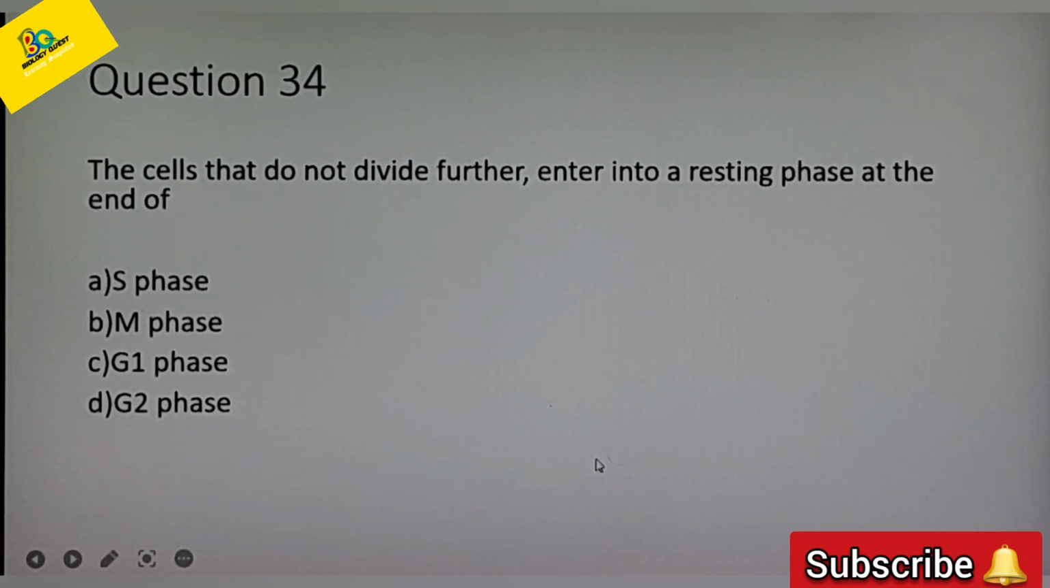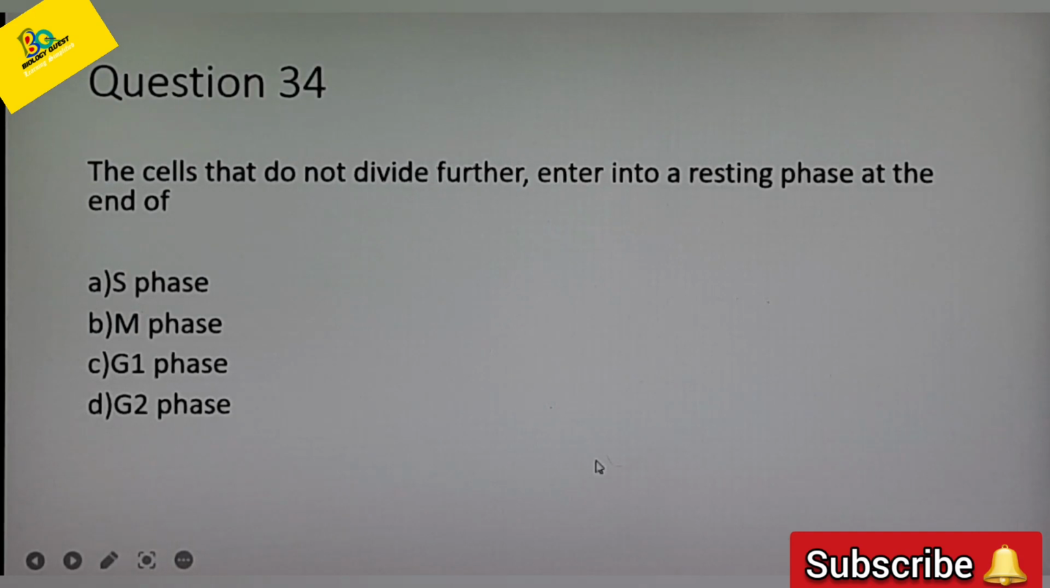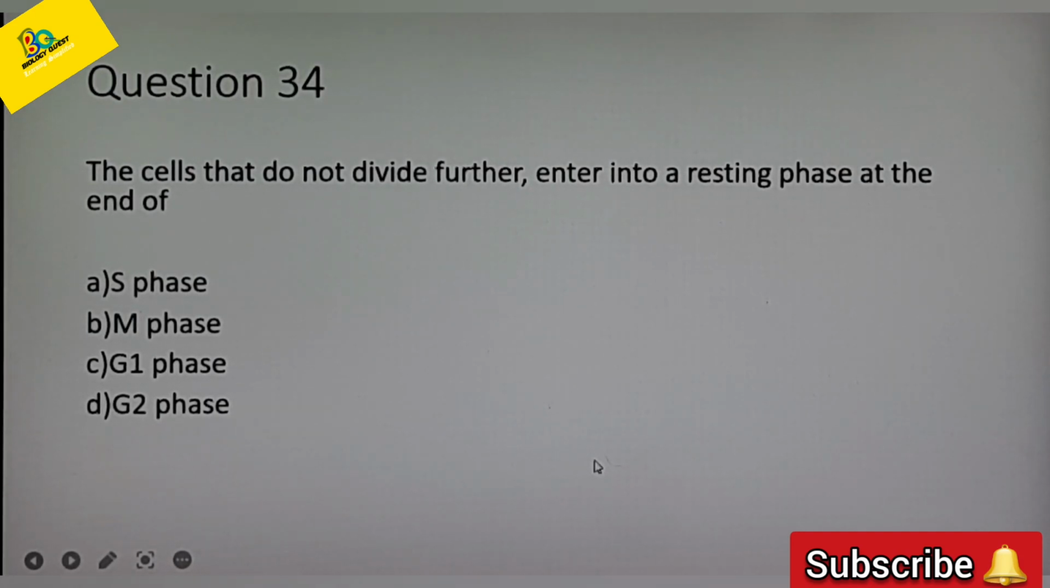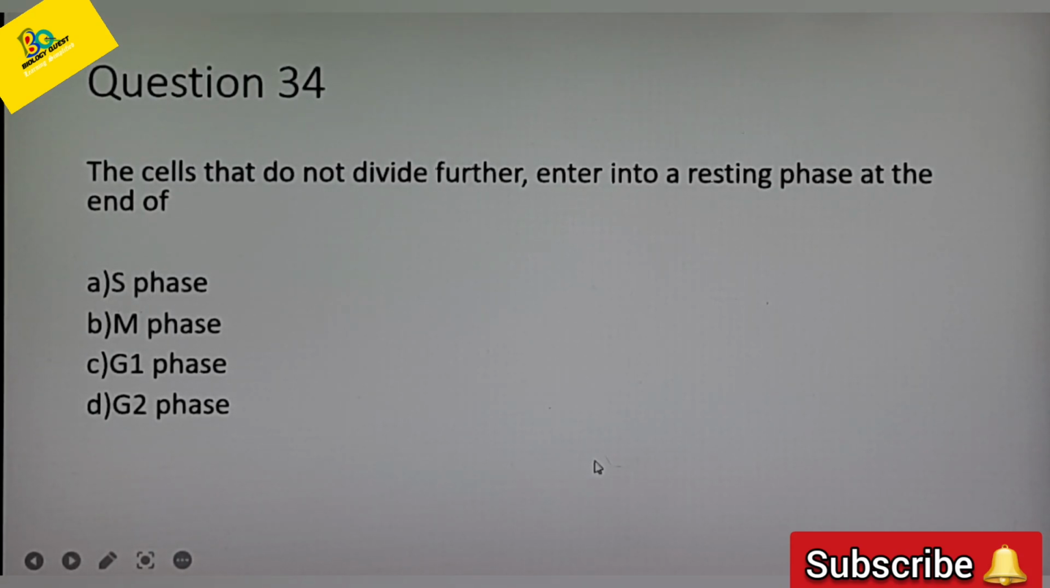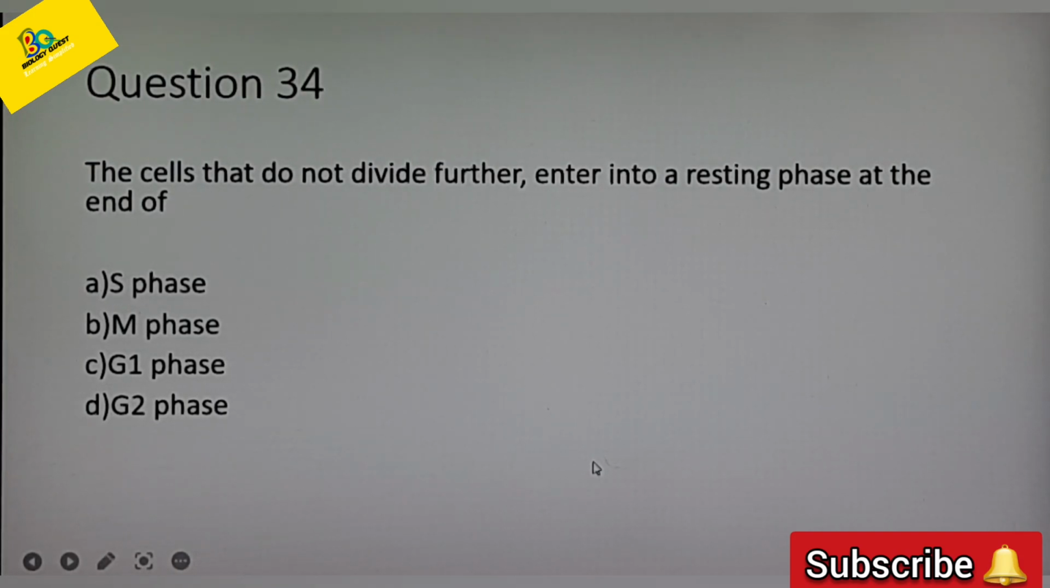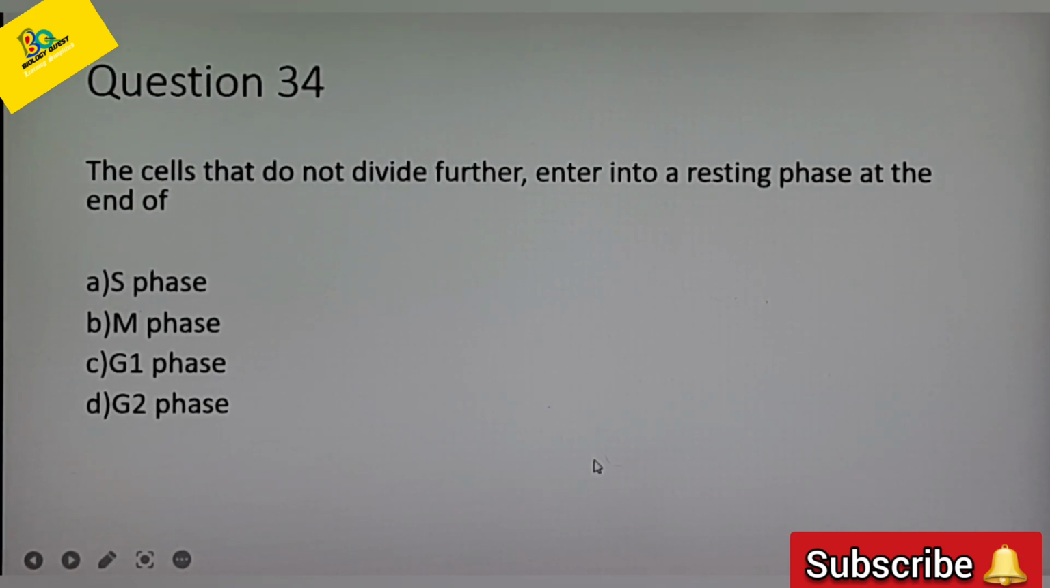The cells that do not divide further enter into a resting phase at the end of. So, certain cells which do not divide further, it enters into a resting phase. So, this entry of the cell into the resting phase is at the end of which phase? That is the question. Options are S phase, M phase, G1 phase, G2 phase. Okay. So, here which is the correct answer? Do you know the correct answer? Correct answer is option C, G1 phase.